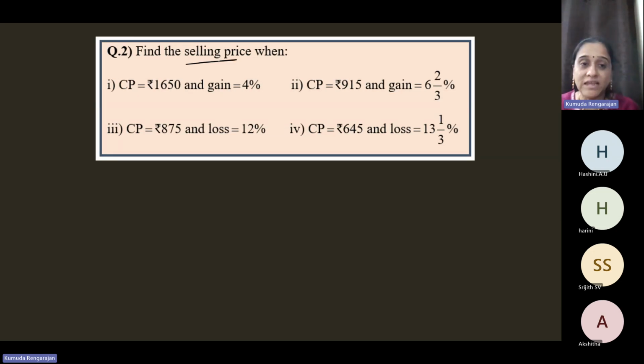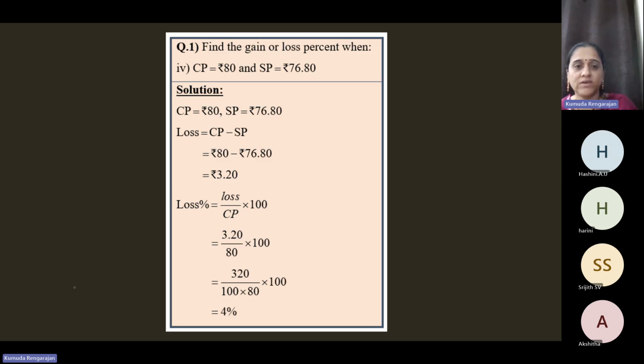Second heading is find the selling price. What is given to find the selling price? CP, that is, to find SP given CP and gain percent or CP and loss percent. Here we have that formula, right?